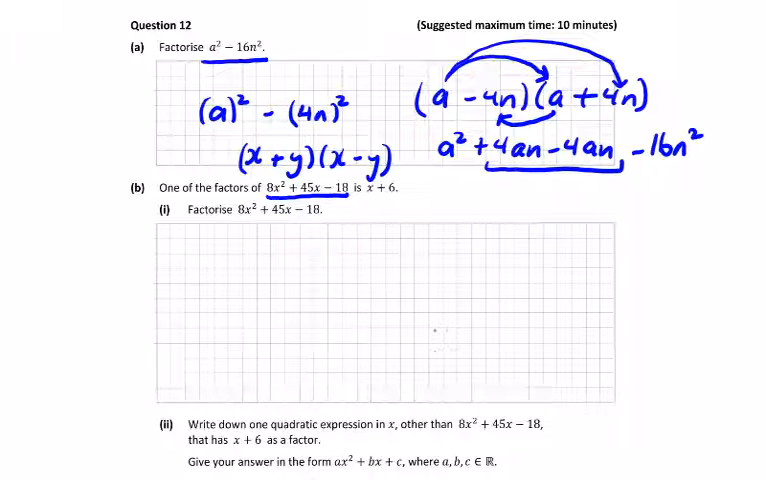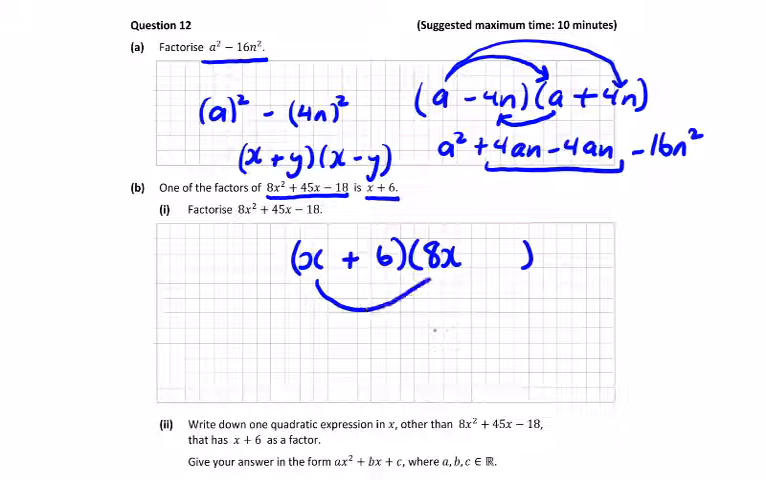One of the factors of this term is x plus 6. So the easy way to do this is to say x plus 6 by something has to give 8x squared. Well, it would have to be 8x here to give 8x squared. And minus 18, this would have to be minus 3 to give minus 18. And then we can check our answer.